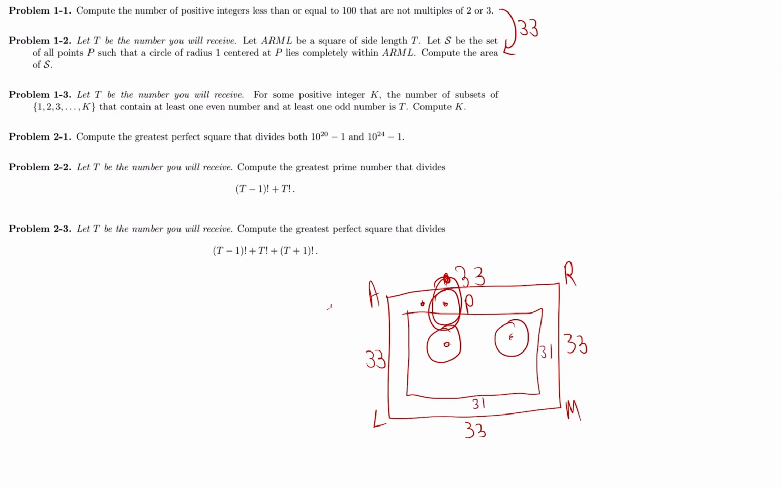It's a 31 by 31 square, because the center of the circle must be at least 1 unit away from each side of the square. So the region is a square with side length t minus 2, because this has to be 1, and this has to be 1, and this has to be 1, and this has to be 1. So then the answer that person 2 will pass on to person 3 is going to be 31 squared, which is 961.